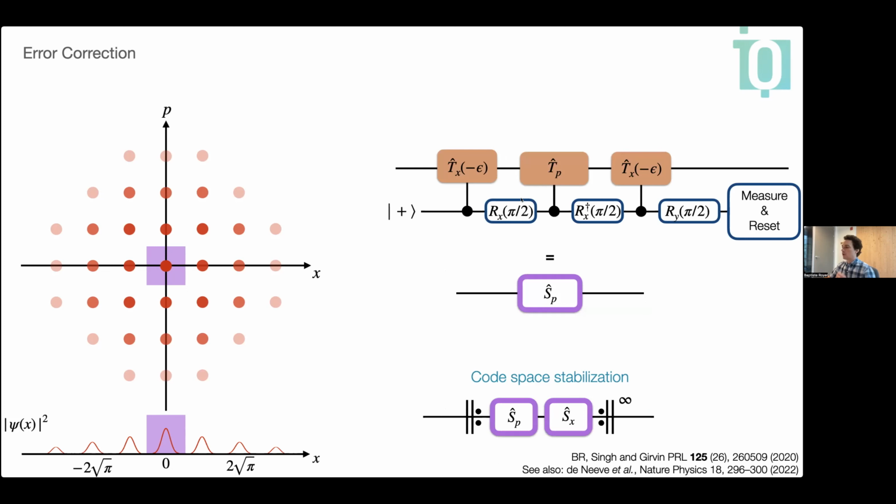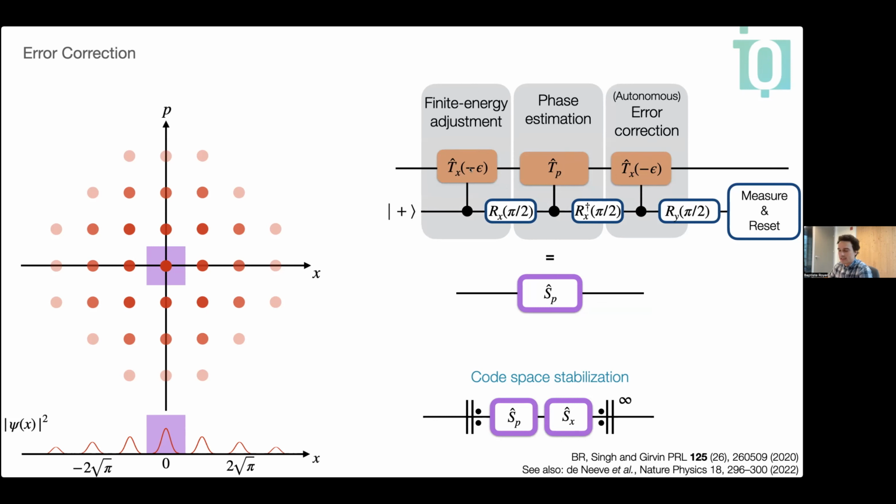And so the actual protocol is this one. So we start a qubit in plus, we have this series of controlled translations. So this middle part is the phase estimation part that maps the information from the oscillator to the qubit. We have the error correction part, which here we choose to make autonomous. So instead of measuring and then applying a conditional operation, an operation conditioned on the measurement result, we apply the conditional operation directly, which, if there's no error, is completely equivalent. And then there's this finite energy adjustment part.